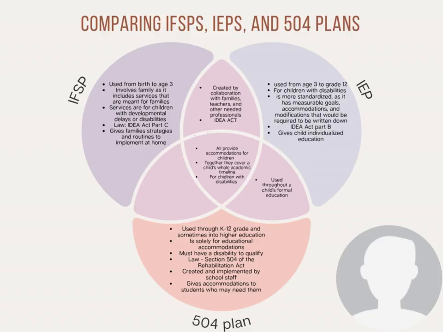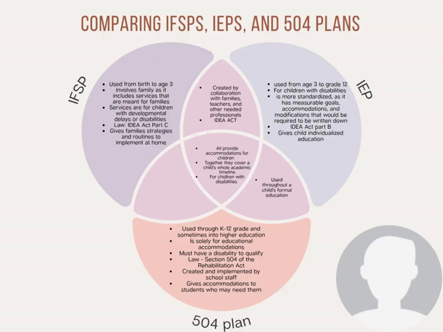So the similarities between an IEP and 504 plan were that they were used throughout a child's formal education. IEP is 3 to grade 12, 504 is K through 12, and even into college. And then similarities between IFSP and IEP, they are both created with collaboration with families, teachers, and other needed professionals like a therapist or a doctor, and then they're both under the IDEA Act. And then I couldn't find under the categories that were researched, I'm sure there are similarities between the IFSP and 504, but I just couldn't find any under these specific qualifications.